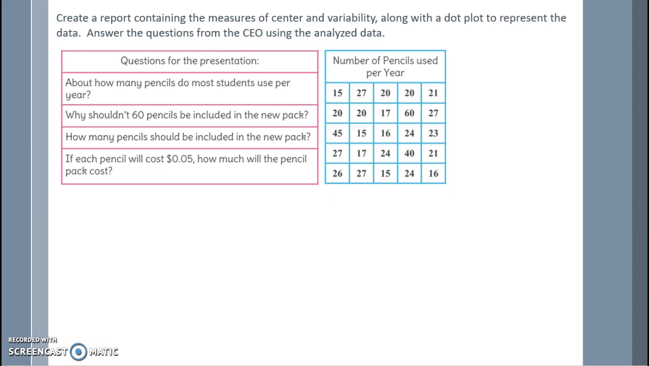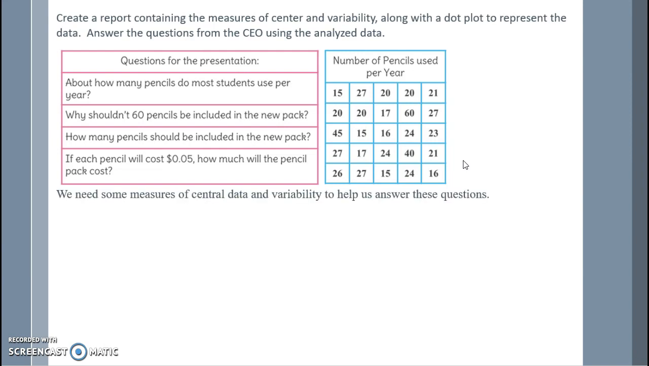Create a report containing the measures of center and variability along with a dot plot to represent the data. Answer the questions from the CEO using the analyzed data. So here's some information about the number of pencils used per year. The questions that we want to answer in our presentation are: about how many pencils do most students use per year? Why shouldn't 60 be included in the new pack, even though 60 is one of the results in the data? And how many pencils should be included in the new pack? And then if each pencil costs 5 cents, how much will the pencil pack cost?